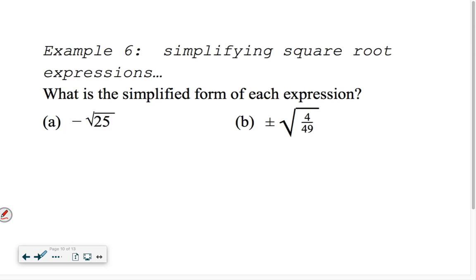Alright, simplifying square root expressions. So this negative square root of 25. Well, if we think about it just as the square root of 25, we know that answer is 5. Just tack the negative back on. Same way with the fraction. Remember, we got to think of these separate. So square root of 4 is 2. That's your top. Square root of 49 is 7. That's your bottom. Add back in your plus or minus. And it could be positive or negative 2/7. It's just faster to write plus or minus on there.